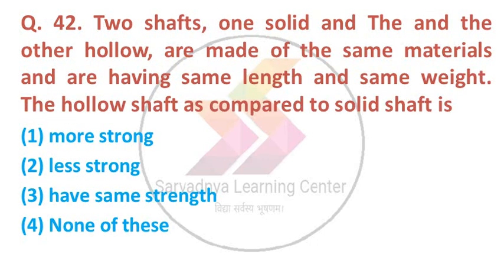Next question. Two shafts, one is solid and the other is hollow, are made of same material and having same length and same weight. The hollow shaft as compared to solid shaft is option 1 more strong, second less strong, third have same strength, 4 none of these. The correct answer is option number 1, more strong.